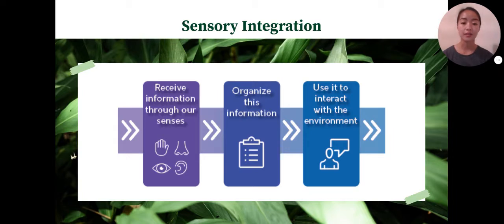Jane Ayres, an occupational therapist very well known for her work in sensory integration, has put it simply: fun is a child's word for sensory integration. When kids can respond to sensations effectively, they can have fun, learn, and thrive.